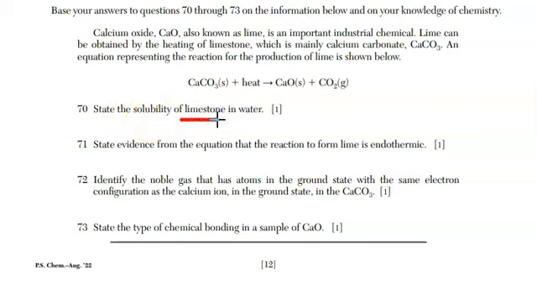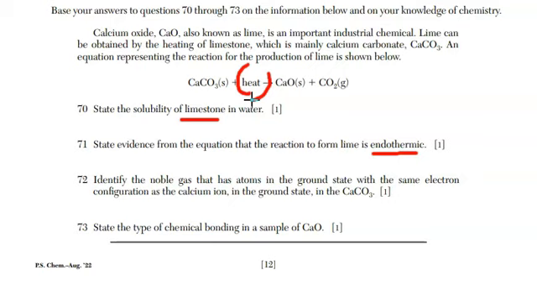Move on to 71. State the evidence from the equation that the reaction to form lime is endothermic. Well, if we take a look at the reaction, notice where heat is. Heat is shown as a reactant. So you could say heat is shown on the left-hand side of the reaction. Heat is being put into the equation, something to that effect. That's our evidence. It's shown in the actual equation.